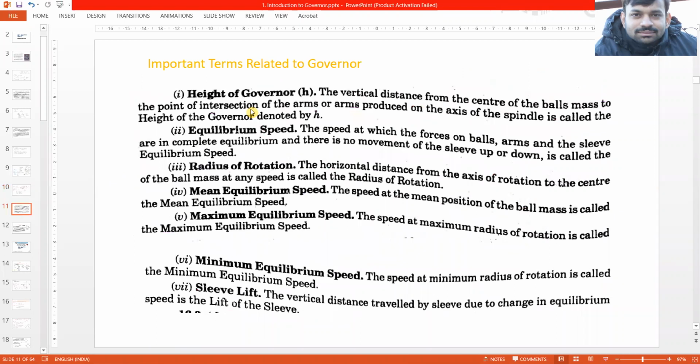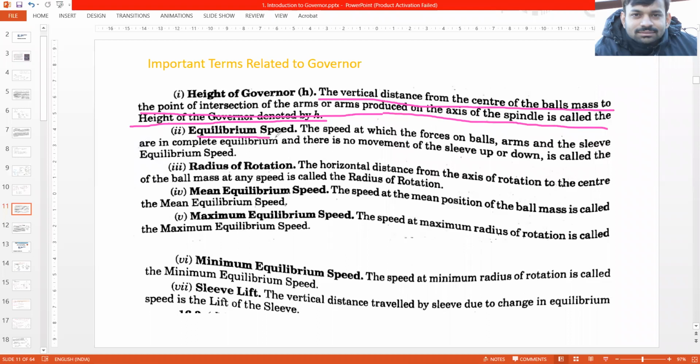Here are some of the definitions. What is the height of the governor? The height of the governor is the vertical distance from the center of the ball mass to the point of intersection of the arm, or arm produced, on the axis of the spindle. So wherever the upper arm is attached to the spindle, from there we will start measuring till the plane of rotation of balls, or the vertical distance between the CG of the ball and the top hinge of the upper arm.